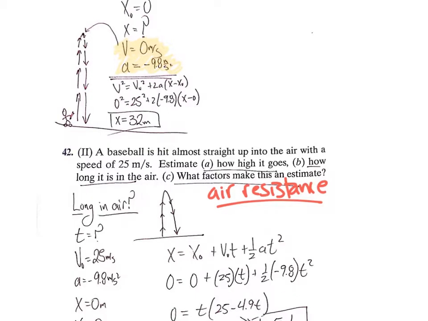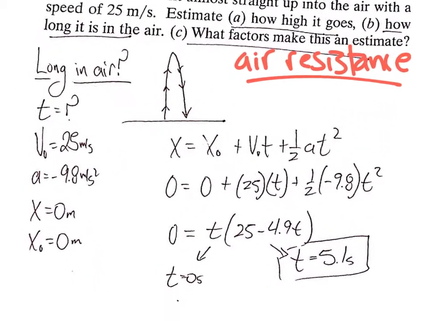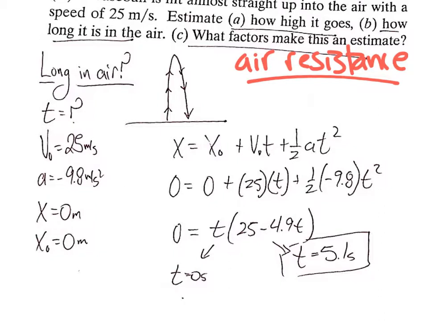Interesting. Okay, second part: how long is it in the air? So I have a diagram indicating starting here and ending here. Given information, we're looking for time, t equals question mark. Initial velocity in the vertical direction, 25 meters per second. Acceleration, negative 9.8 meters per second squared, because we're on Earth. And then look at this: final position and initial position are both 0. Starts here, ends here. So substituting in, we're using this equation, the one involving time.